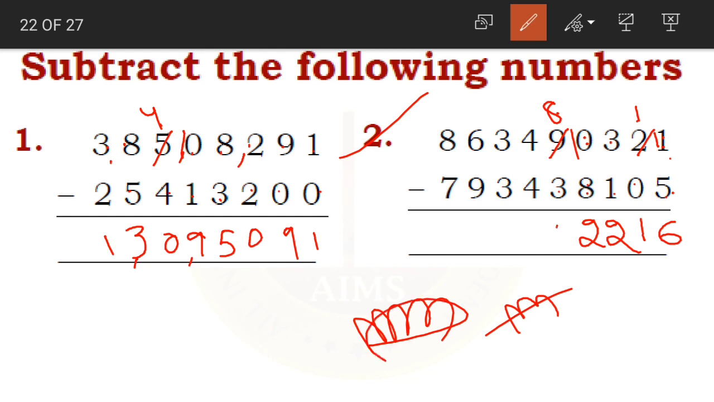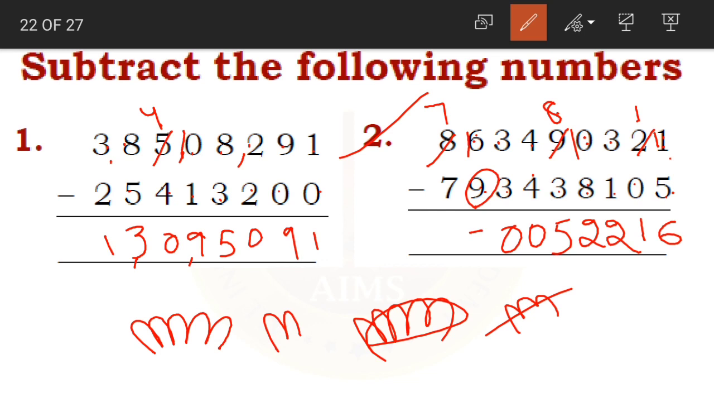What are we left with? 5. Now 4 minus 4, 0. 3 minus 3, 0. 6 minus 9 not possible, so we'll borrow. 16 minus 9. Keep 9 in mind. After 9 you have 10, 11, 12, 13, 14, 15, 16. 7 fingers. 7 minus 7, 0.